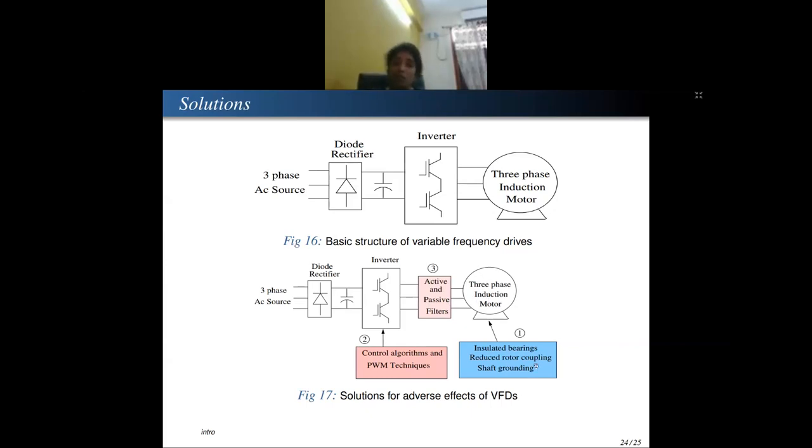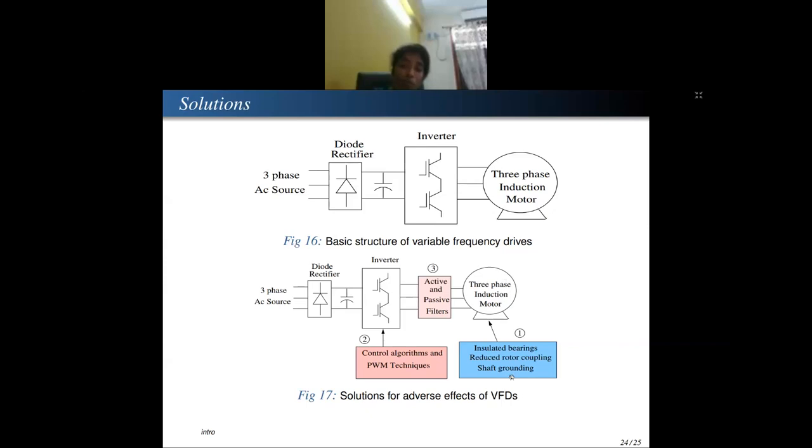This is for what are all the methods in general suggested for the bearing. If the insulation is there in the bearing, it will stop the conduction between the stator and rotor and reduce rotor coupling. So these are some of the methods for reducing the shaft voltage and bearing currents alone. Only that, how can I protect the motor from bearing problems? That can be solved by this.